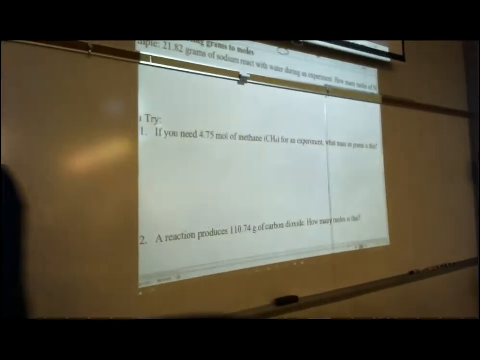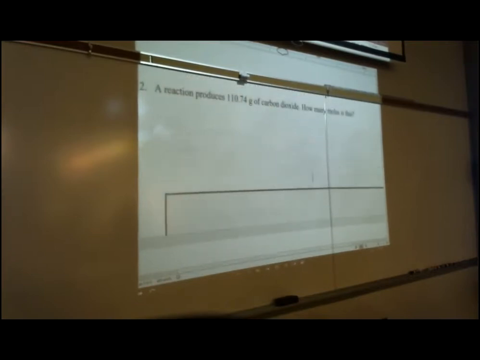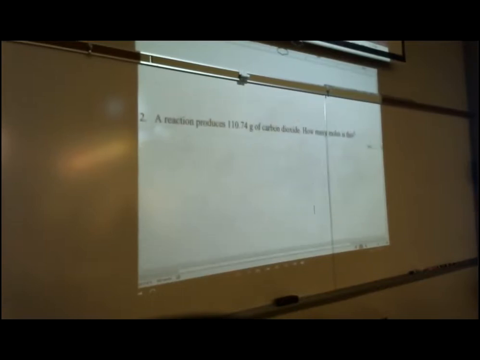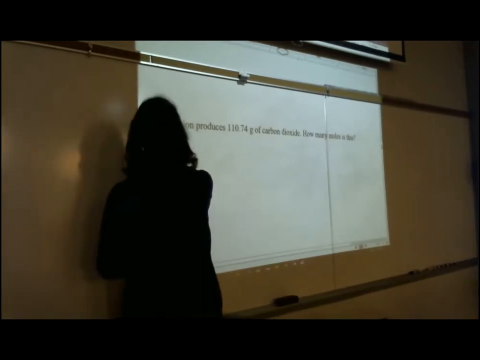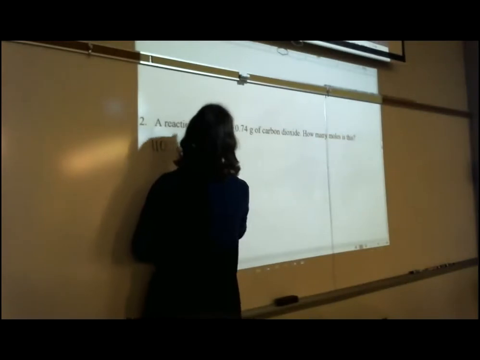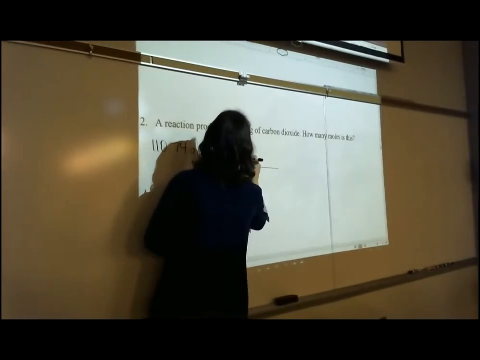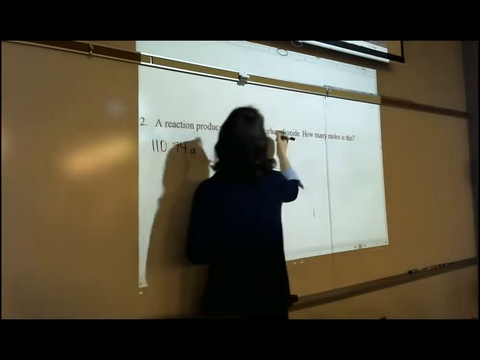Number 2. A reaction produces 110.74 grams of carbon dioxide. How many moles is this? So we have to convert grams to moles this time. 110.74 grams times 1 mole over whatever the molar mass is, right?